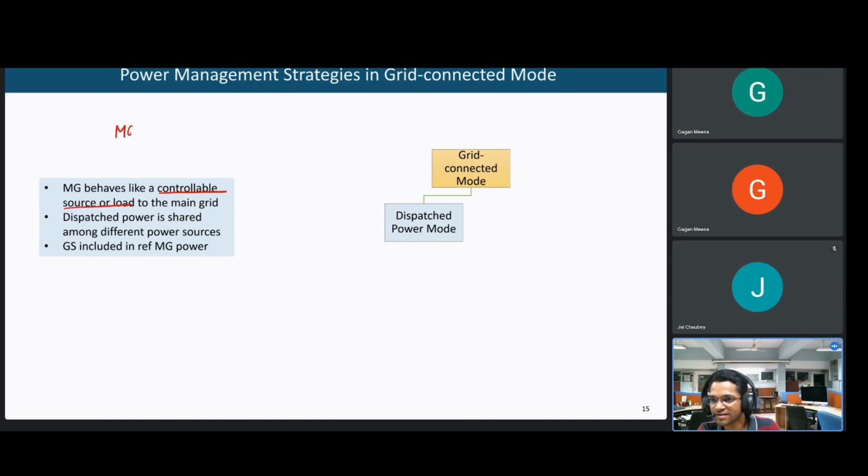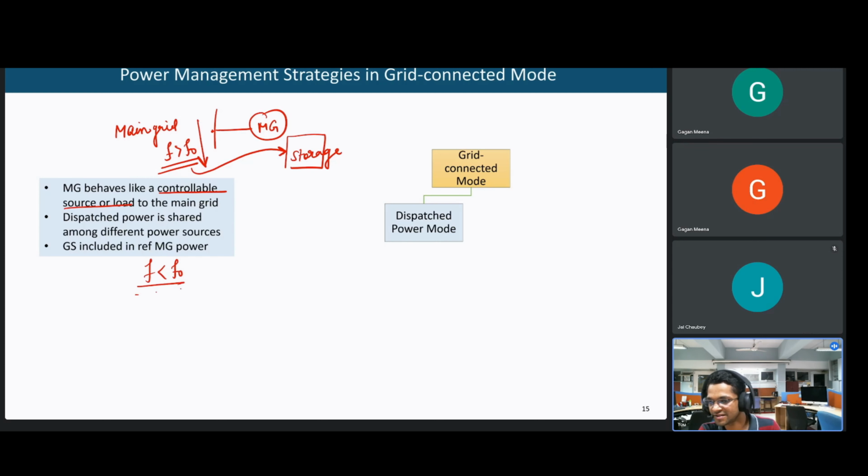Suppose this is the main grid, and here we have a microgrid, and if the frequency goes above the nominal, what the microgrid can do is take power from the main grid and charge the storage. So the frequency will go back to normal. Similarly, if the frequency in the main grid is less than the nominal, the microgrid can help it by supplying power. In this way, it can act as a controllable source or load. That is why we call it dispatchable.